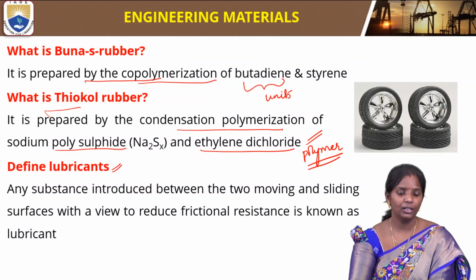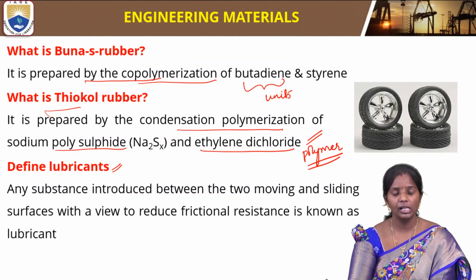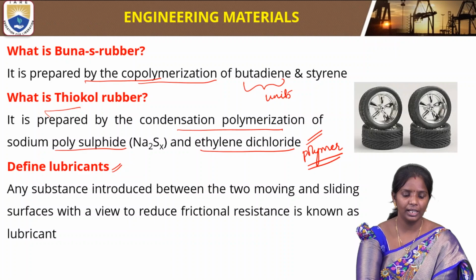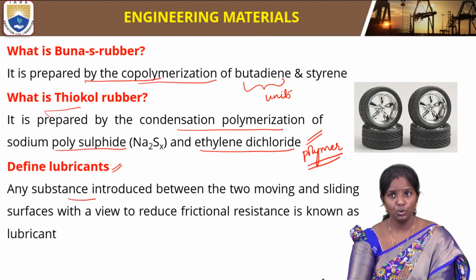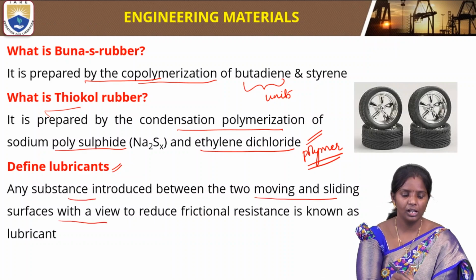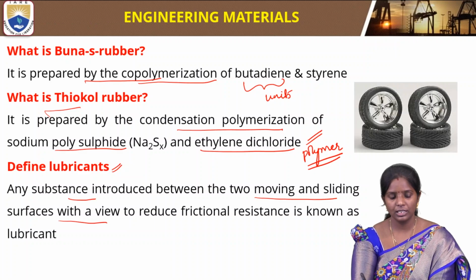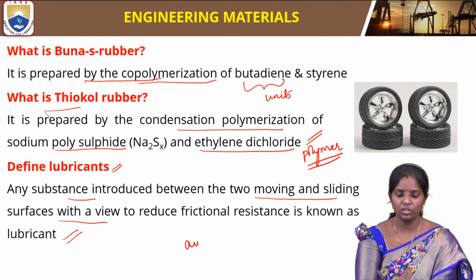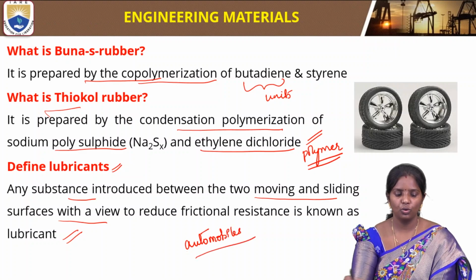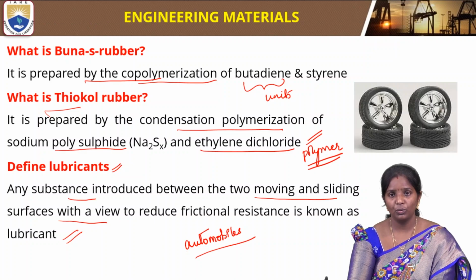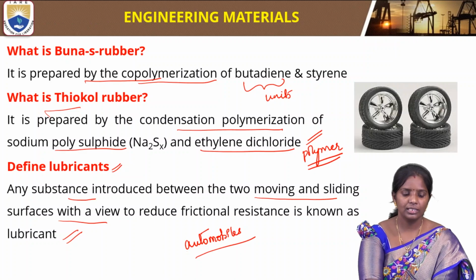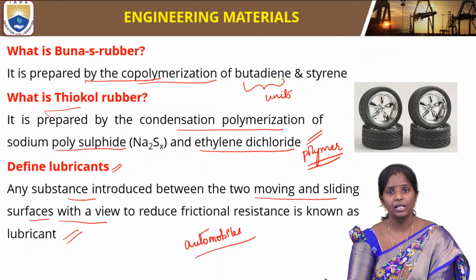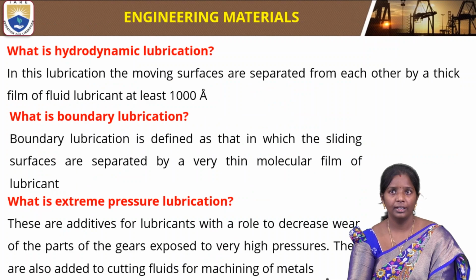Then define the second part of engineering materials, lubricants. Lubricants are any substance introduced between two moving and sliding surfaces with a view to reduce frictional resistance. We generally use them in automobiles to avoid wear and tear.